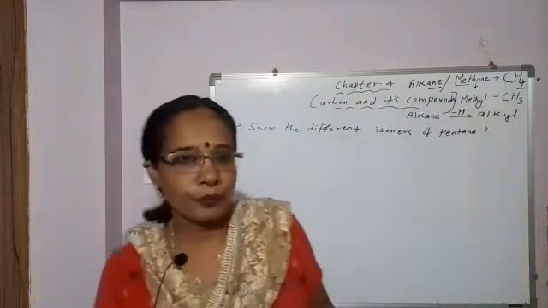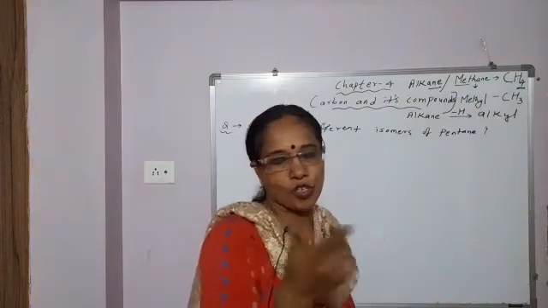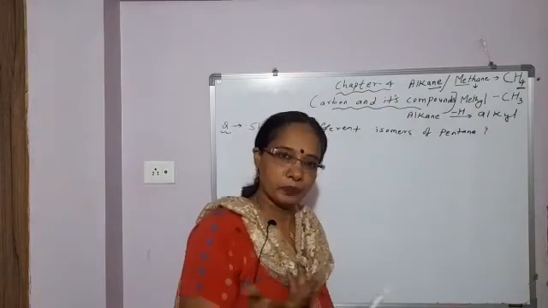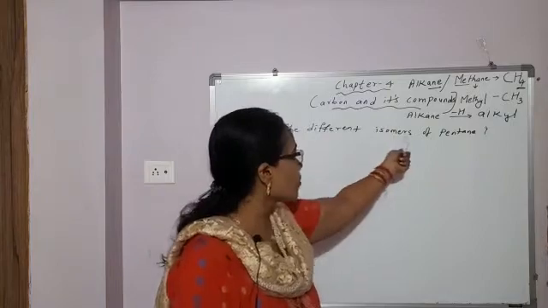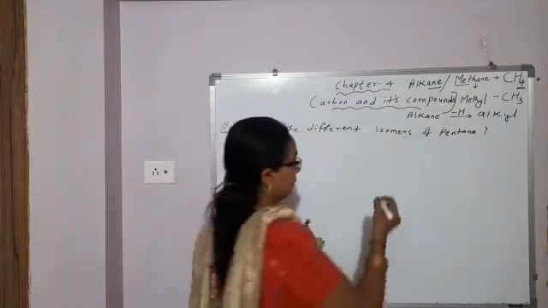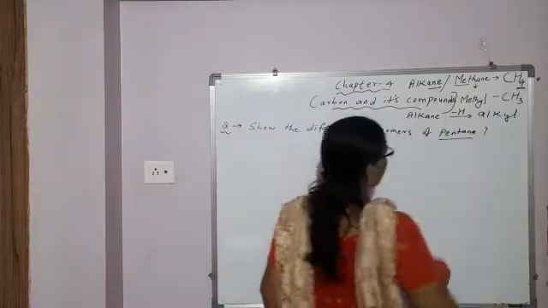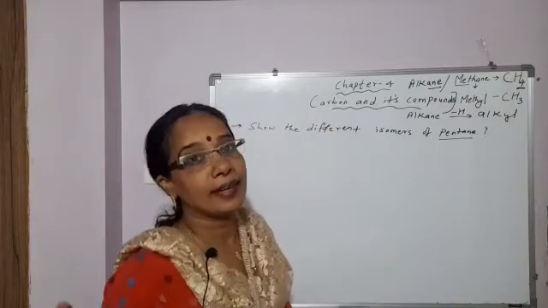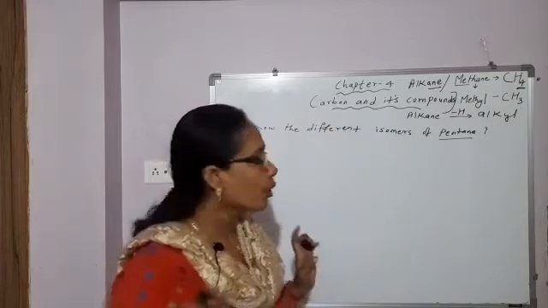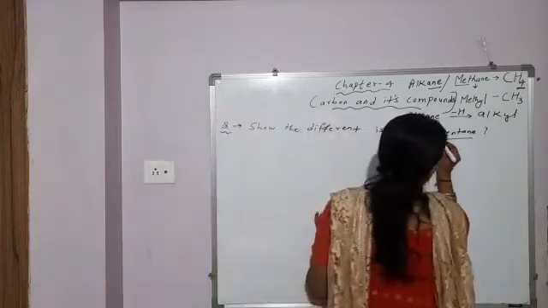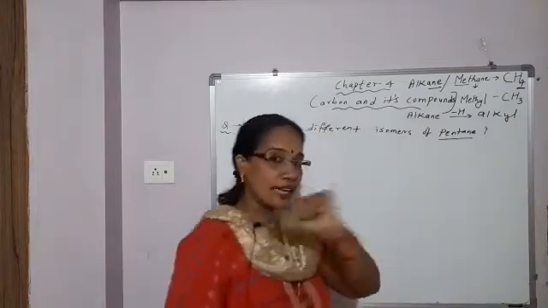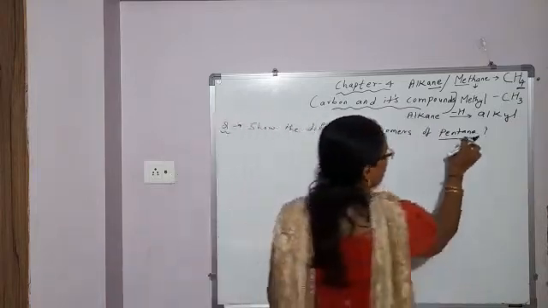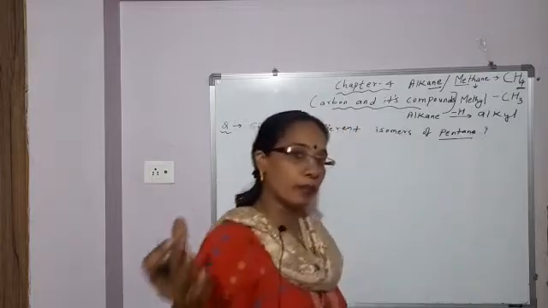Now students, your second question based on this isomerism. Show the different isomers of pentane. Okay, so pent means students how many carbon atoms? 5. Ane means between carbon atoms single bond.